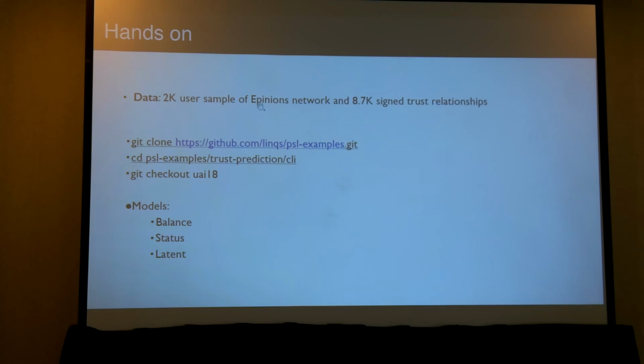So let's try the real world data set now. We have the data from the opinion network. It's about 8.7 thousand trust links. If you go to this directory, which is trust prediction, we want to try the balanced, status, and latent models now.